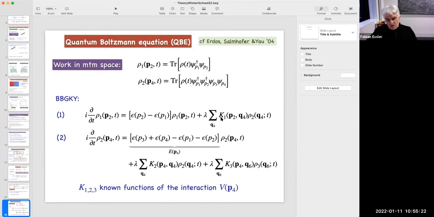And these kernels here, these functions K1, K2, K3, are known functions. You can easily write them down, but it's not really important for what I want to say. I just want to sketch this. They are known functions of this interaction between your fermions.